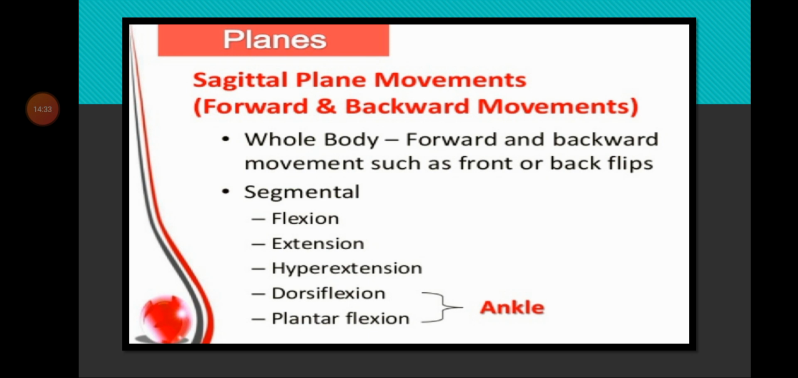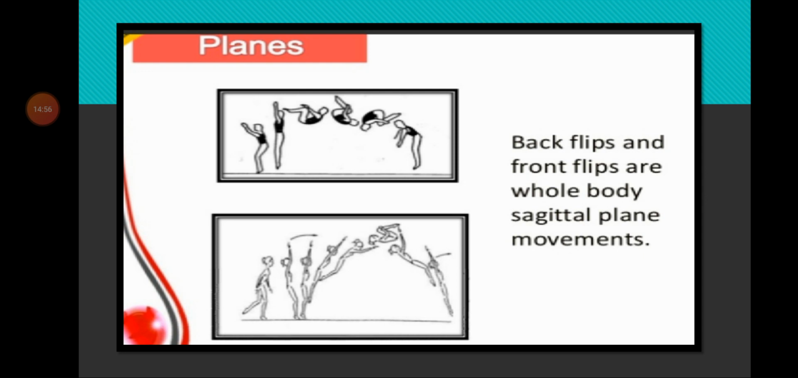Then, as segmental movements, we can see the flexion that we discussed earlier. Flexion, the movements of a leg and hands. Flexion, extension, hyperextension, then dorsiflexion and plantar flexion. The last two are of angles. Then back flips and front flips are whole body sagittal plane movements that you can see when you take the back flip or the front flip. The whole body will be moving in the sagittal plane.